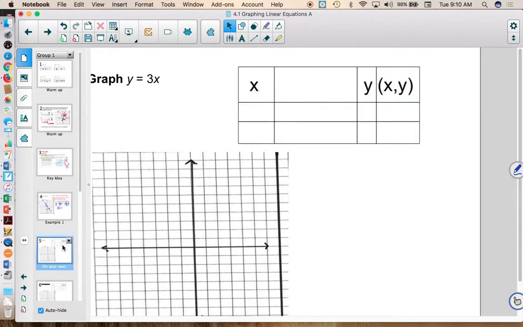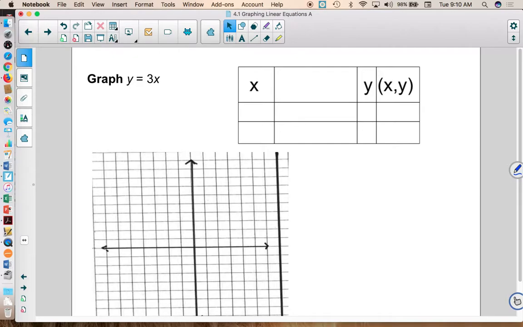Graph this one. Y equals 3x. Do you know where it's going to cross that y-axis by looking at that? Where do you think it might cross the y-axis? At 0. At 0. Why? Because you are not adding anything, so the y-intercept would be plus 0. Yeah, you could say plus 0 and it wouldn't change it at all. Very good.